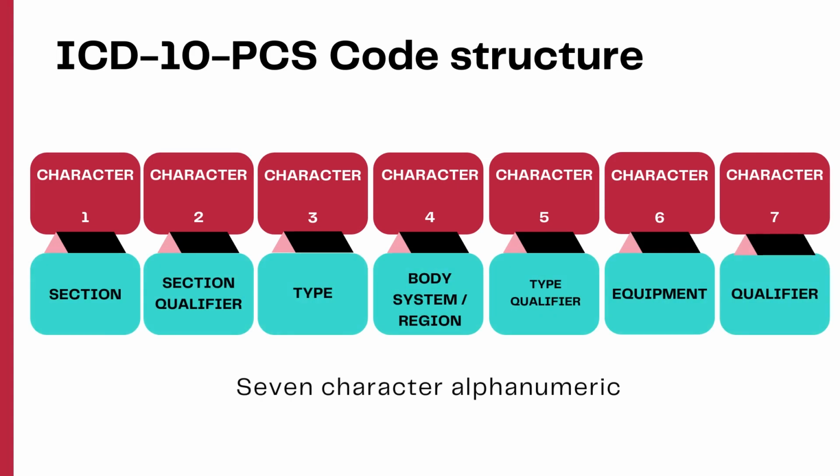These are the 7 characters in this section. The first character is the section itself. The second character is for the qualifier or the section qualifier. The third character is for the treatment type. Fourth character identifies the body system or the region where the procedure is performed. Fifth character provides the procedure type qualifier. Sixth character is for the equipment used. And the seventh character is the qualifier itself for additional information from this section.